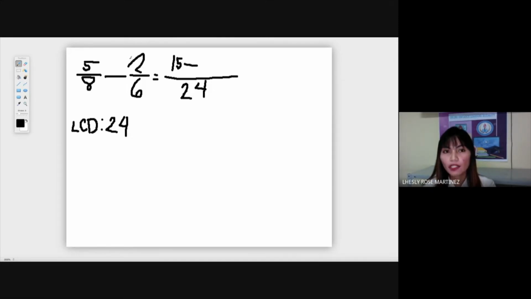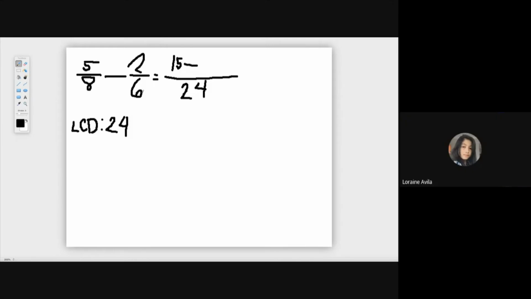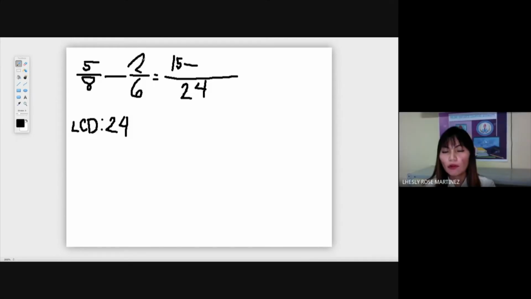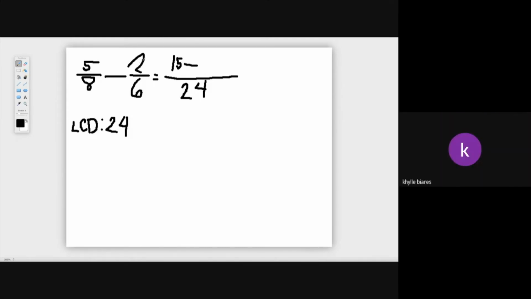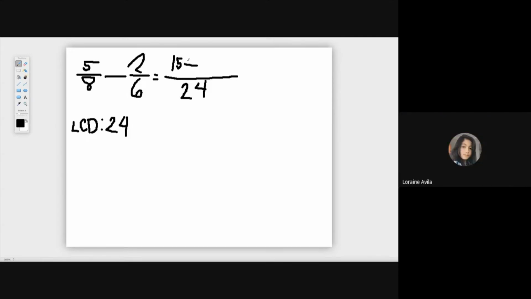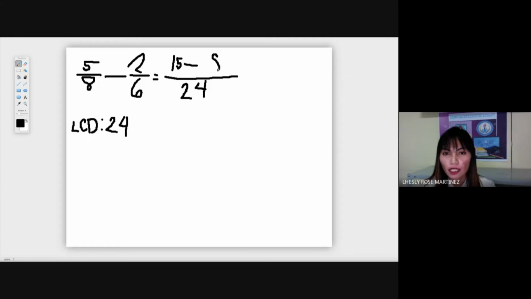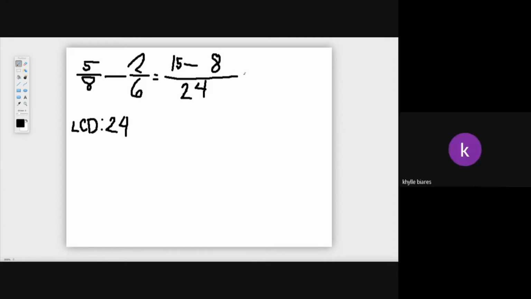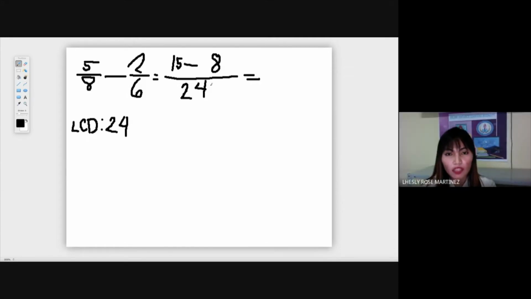For the second fraction, to find the equivalent fraction, we have 24 divided by 6. 4. 4 times 2 is 8. Okay, we have 8. So lalagyan niyo yung 8 dito. And then, since the denominator po is 24, you can proceed to the operation. So 15 minus 8.